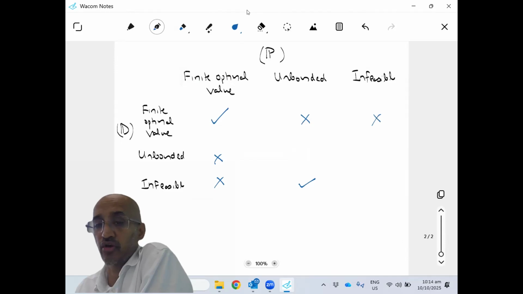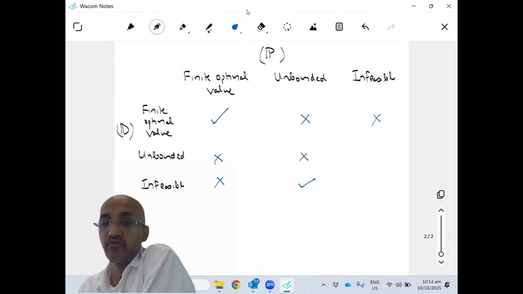Similarly, if the primal is unbounded, the dual is infeasible. If the dual is unbounded, the primal is infeasible. This is from weak duality. This is strong duality. This is weak duality. Okay. That is one final case which can happen in LP.